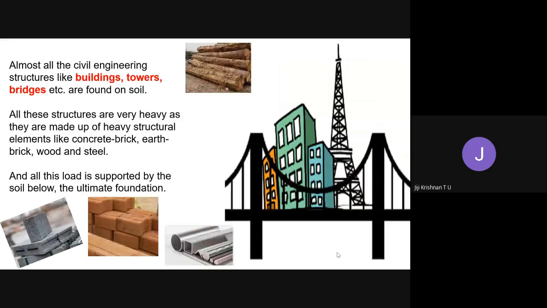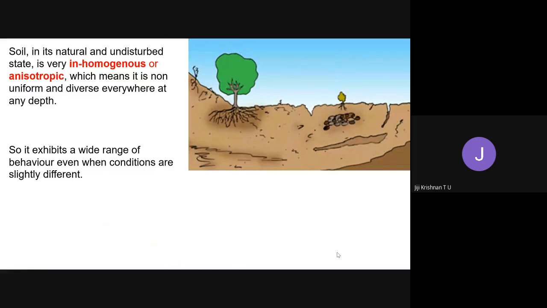Almost all the civil engineering structures like buildings, towers, bridges, etc. are founded on soil. All these structures are very heavy as they are made up of heavy structural elements like concrete, earth, brick, wood, and steel. And all this load is supported by the soil below, the ultimate foundation. Soil in its natural and undisturbed state is very inhomogeneous or anisotropic, which means it is non-uniform and diverse everywhere at any depth. Soil exhibits a wide range of behavior even when the conditions are slightly different.